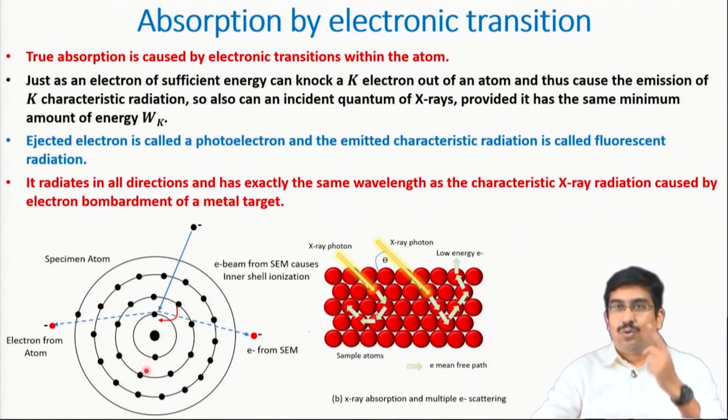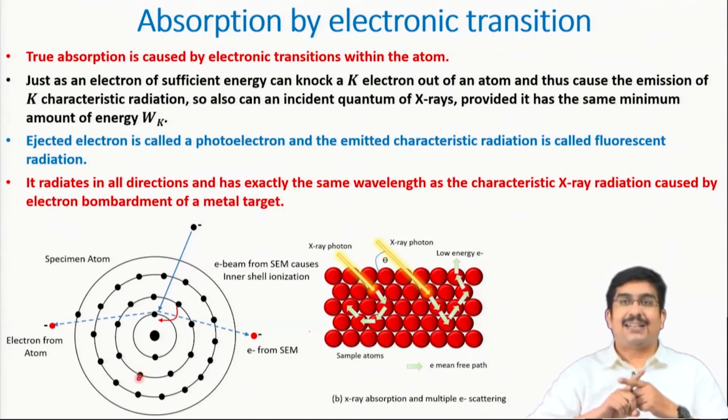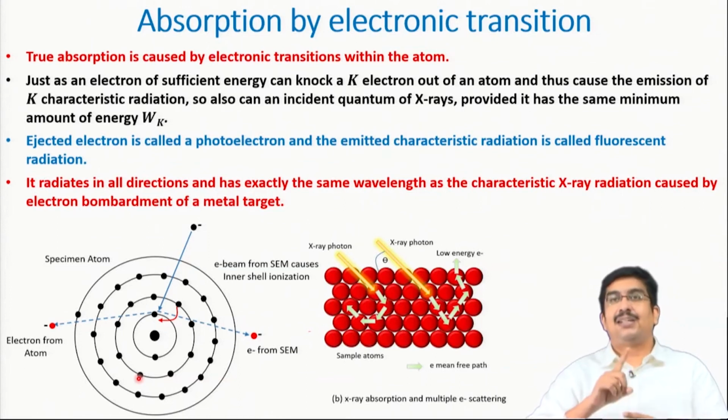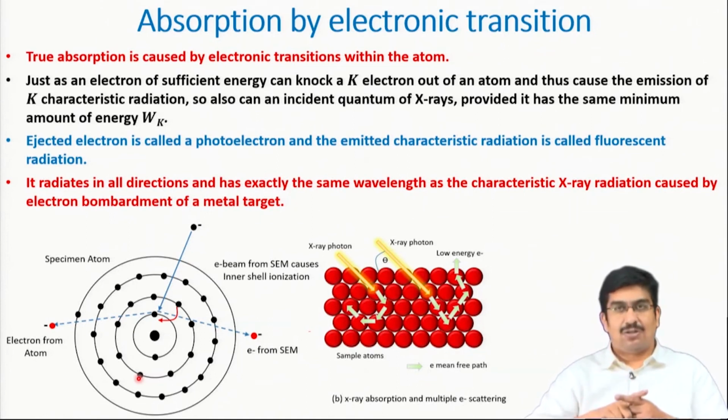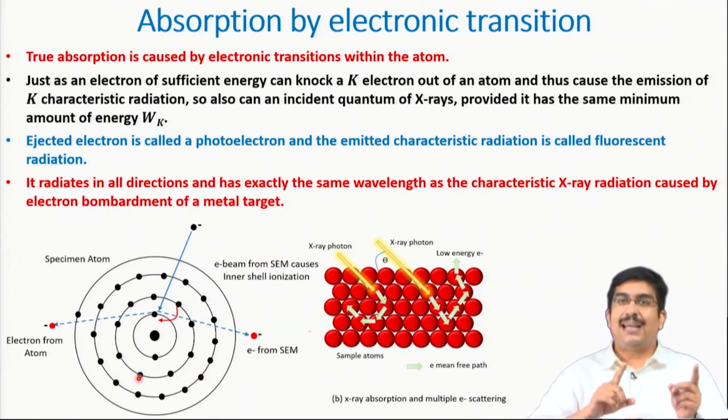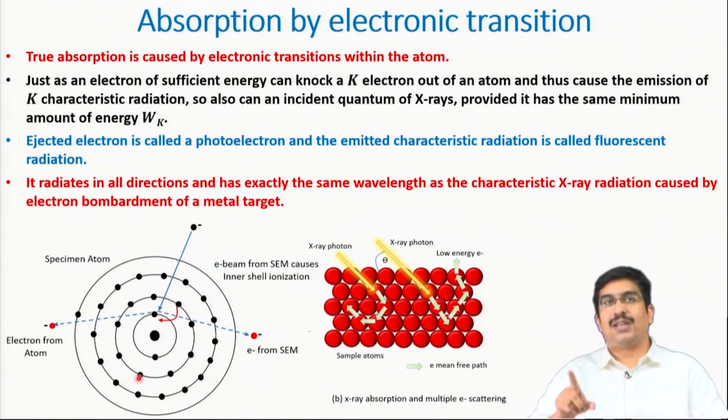So two things are generated here. One, the electron which is knocked out, that electron is called a photoelectron, and a K characteristic radiation, which is called fluorescent radiation. The difference is this K characteristic radiation, the fluorescent radiation, is caused by an X-ray signal and not by an electron signal. The source of signal here is the X-ray, not the electron. That's the difference between the K characteristic radiation and the fluorescent radiation.